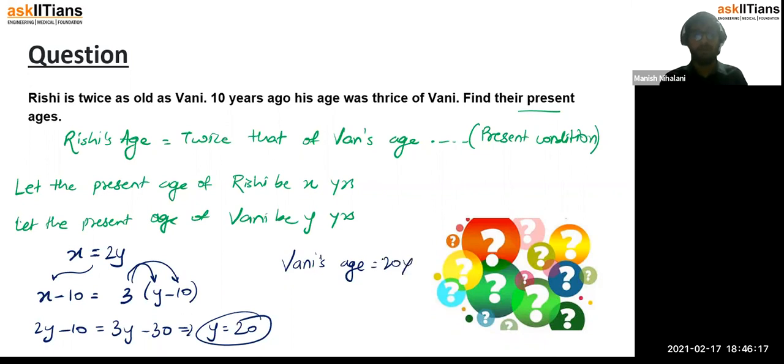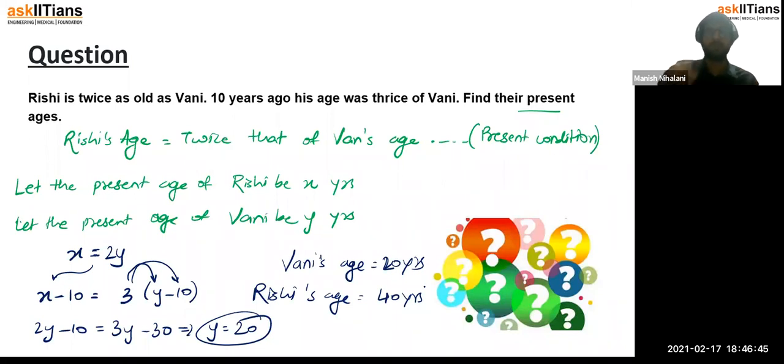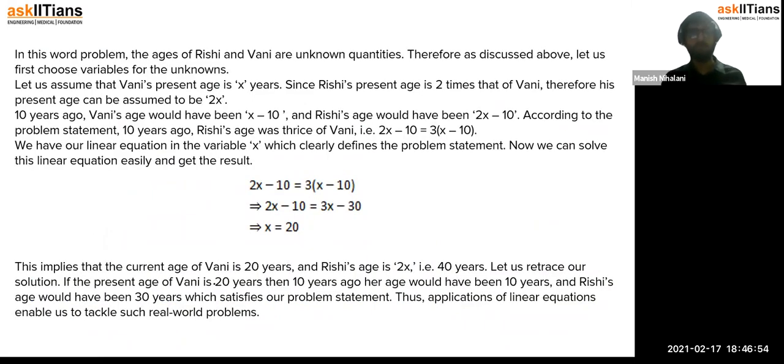right? And Rishi's age would be 40 years in that case, because he's twice as old as Vani now. So that would be 40 years. Now you can also check the authenticity by saying that Vani's age 10 years before was 10 years. Rishi's age 10 years before was 30 years. So 30 is 3 times 10, right? This is how it is. So the problem statement was correct, and that is why it is also correct. Therefore Vani is 20 years old and Rishi is 40 years old.